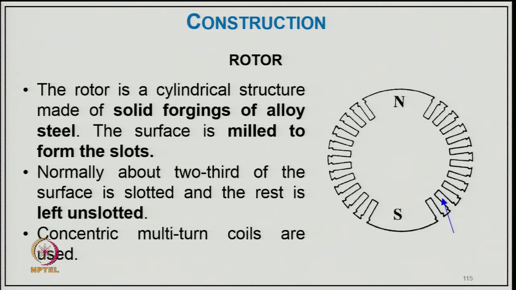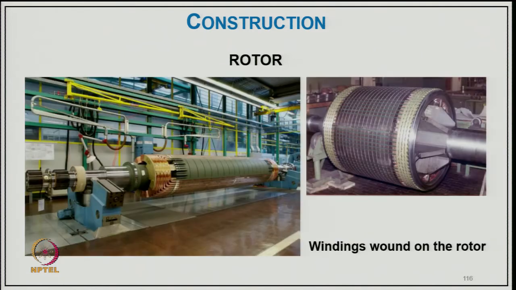Now coming to the rotor, typically only 2/3 of the slots are taken by the winding. The rotor is cylindrical, made of solid forged alloy steel. The surface is milled to form the slots, and normally about 2/3 of the surface is slotted and the rest is left unslotted, and typically concentric multi-turn coils are used.